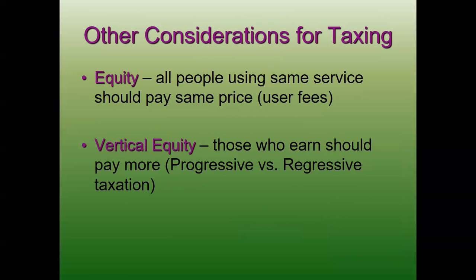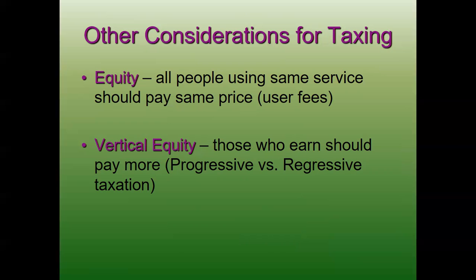A couple of things to consider when we're talking about taxation are the idea of equity and vertical equity. So equity just means that everybody using the same service should pay the same price. And in essence, what we see in Pennsylvania is we have a 3.07% income tax, and our state constitution requires that we have equal taxes for everybody. So we can't have a graduated income tax.